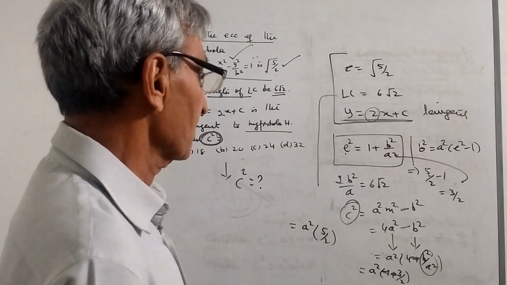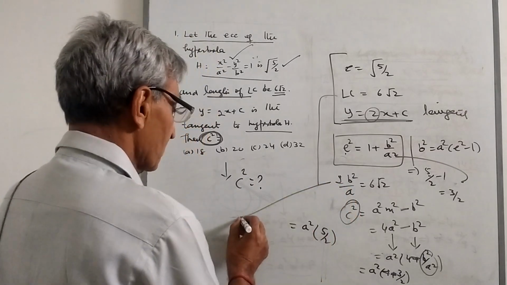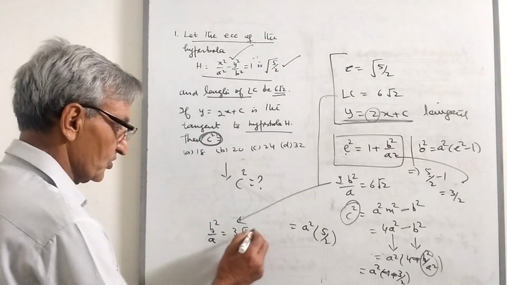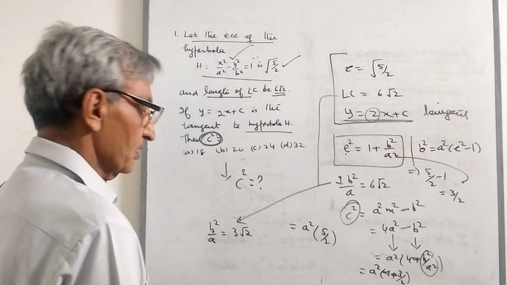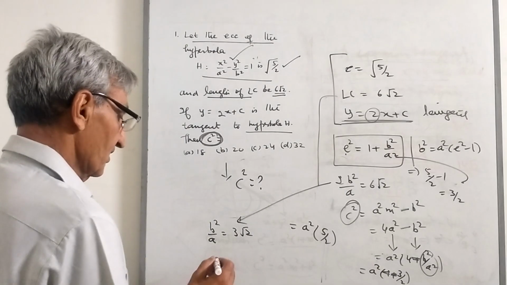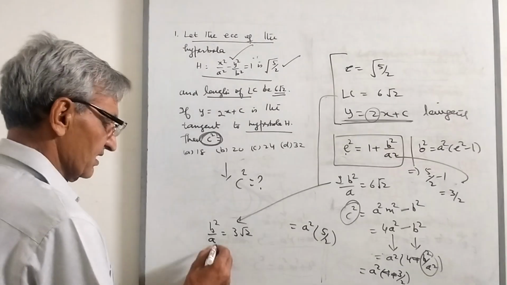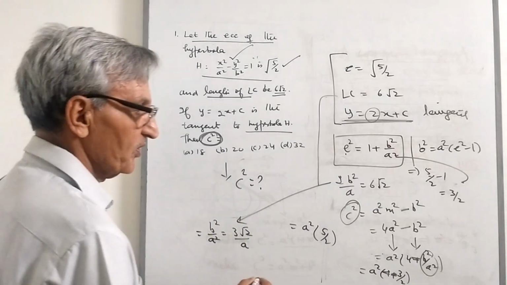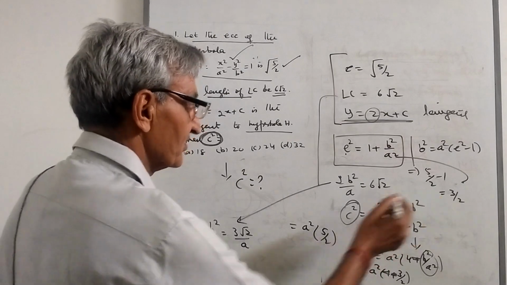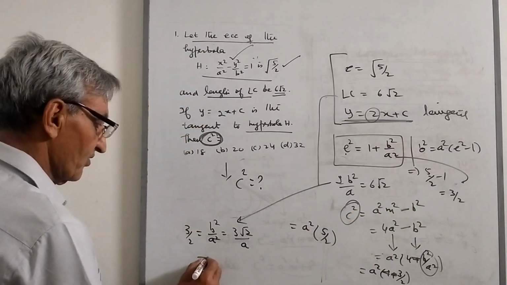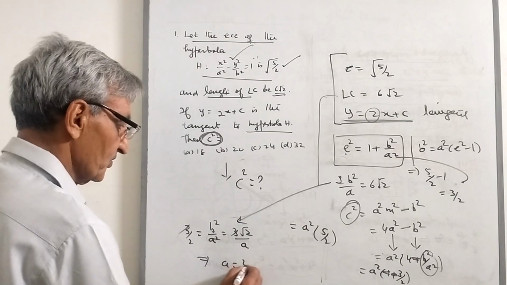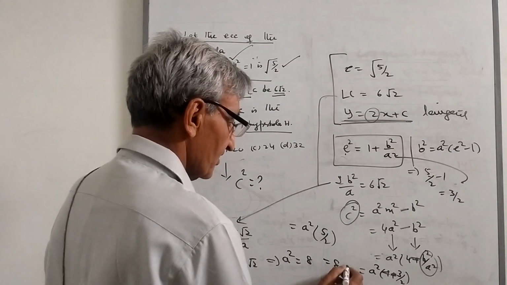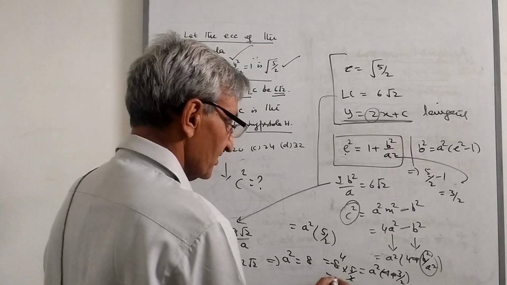Now I look for a square. I use this: the latus rectum b square upon a is equal to 3 into under root 2. If I take a square, this is into a, b square upon a square, which is 3 by 2. Therefore 3 cancels, so a is equal to 2 into root 2, and therefore a square is equal to 8. So it is 8 into 5 by 2, and this is equal to 20.